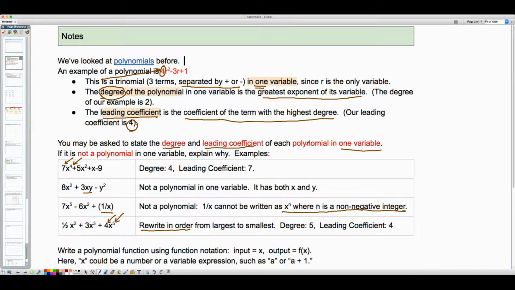So you're going to be asked to write a polynomial function using function notation, where we use x as the input and f of x is the output. And x could be a number, or it could be a variable, or an expression like a plus 1. And we'll do some examples of that here in a little bit.